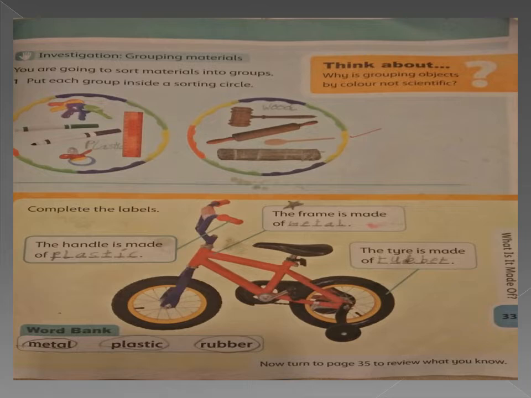You could sort materials by putting the same colors together. What is a more scientific way of sorting materials? Sorting materials using properties is more scientific than using colors.